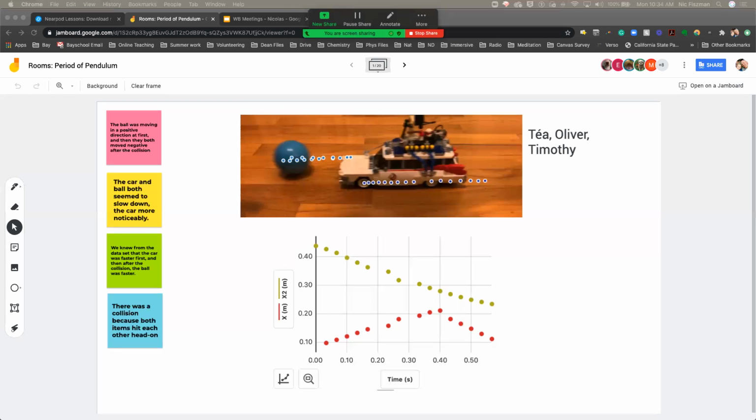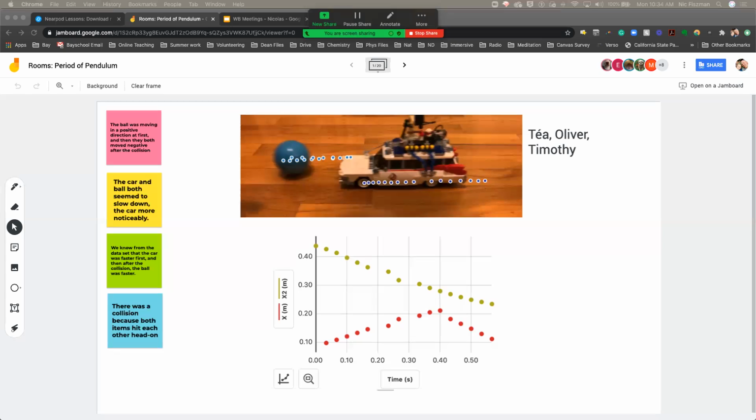Okay, and your claim was that, which one was going faster at first? The car was going faster at first, and then the ball was faster after the collision. Okay, Thea and Oliver, do you want to talk? How did you know that one was going faster than the other?